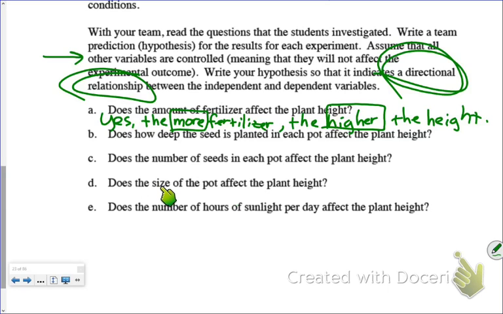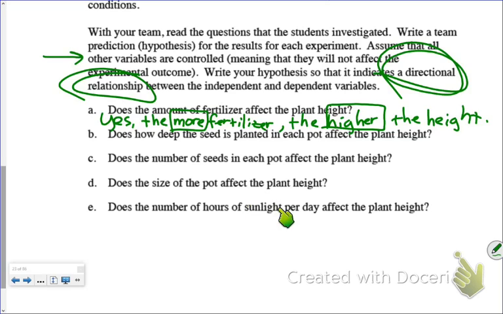D, does the size of the pot affect the plant height? In other words, I take 1 seed and I plant it in this tissue box, or I take 1 seed and I plant it in this cup. What do we think, Kelly? Yes, because the roots need room to grow, so then it will stop it from growing. All right, so Keller's getting pretty deep, literally deep, right? So roots need to grow, more roots or deeper roots, taller plant. Okay, I like that logic.